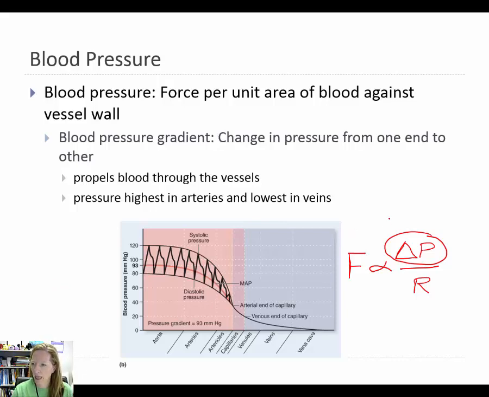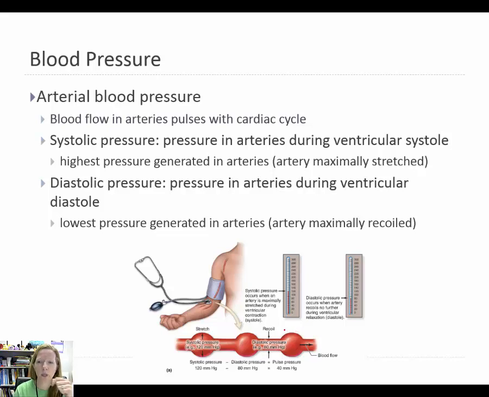So that's what we're looking at here, the difference between two pressures. So let's go ahead and first take a look at this pressure, which is going to be in the artery, so the arterial blood pressure. And then we'll take a look at what's going on in the capillaries, and then what's happening in the veins after that. So let's start with arterial blood pressure.